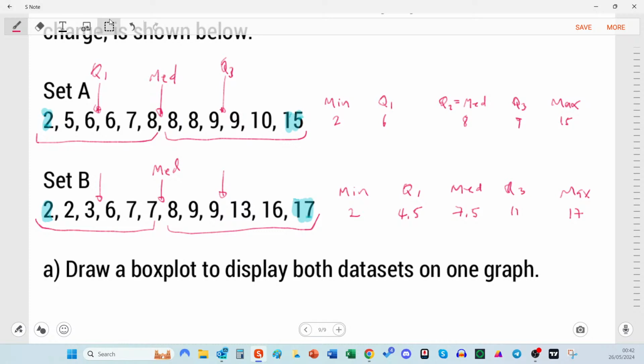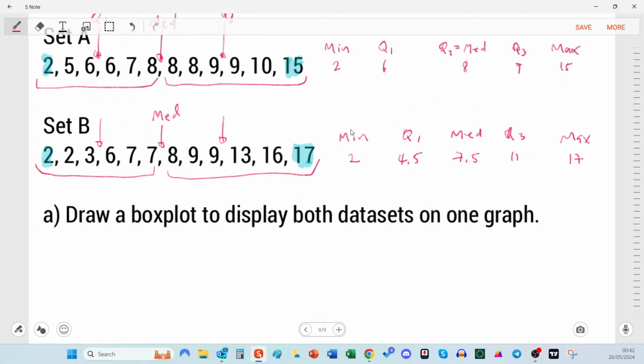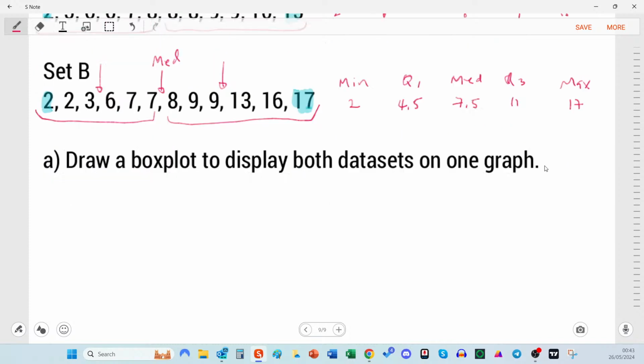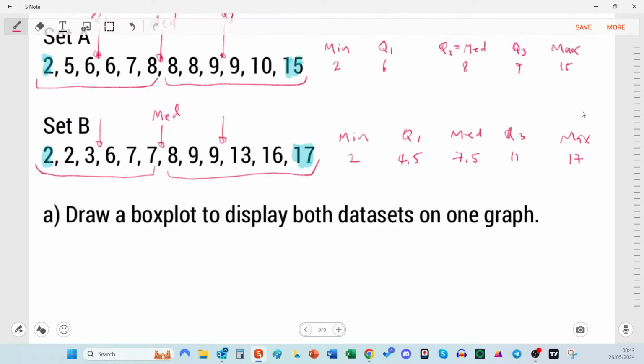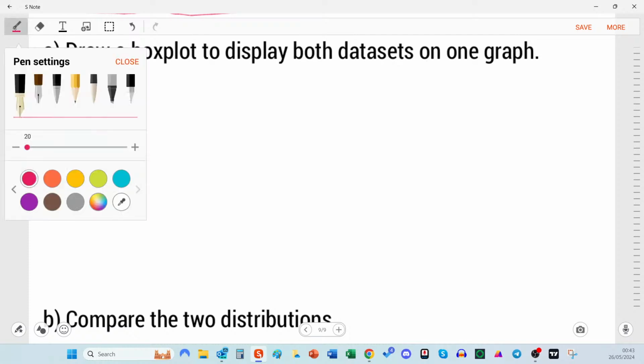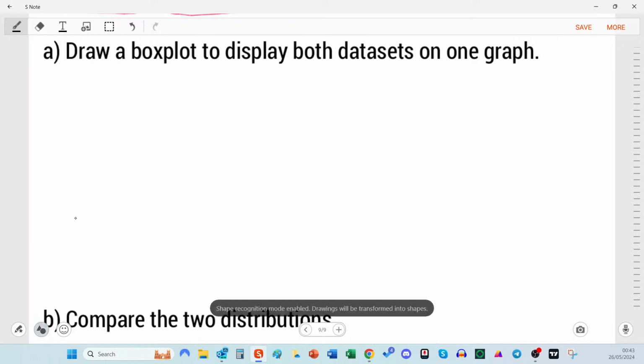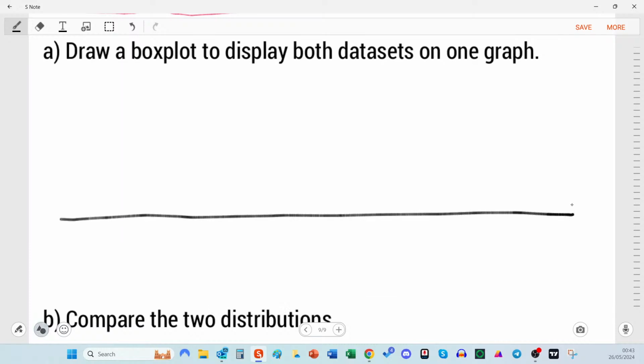Okay, we've got our statistics. A statistic is a calculated bit of information from a raw data set. And we have 5 statistics for each. These are what are necessary to draw a box plot. Have a quick look at what our range is. We need to cover up to 17 and down to 2, so we need to draw a line that's going to be good enough for that. And I think we can do that.